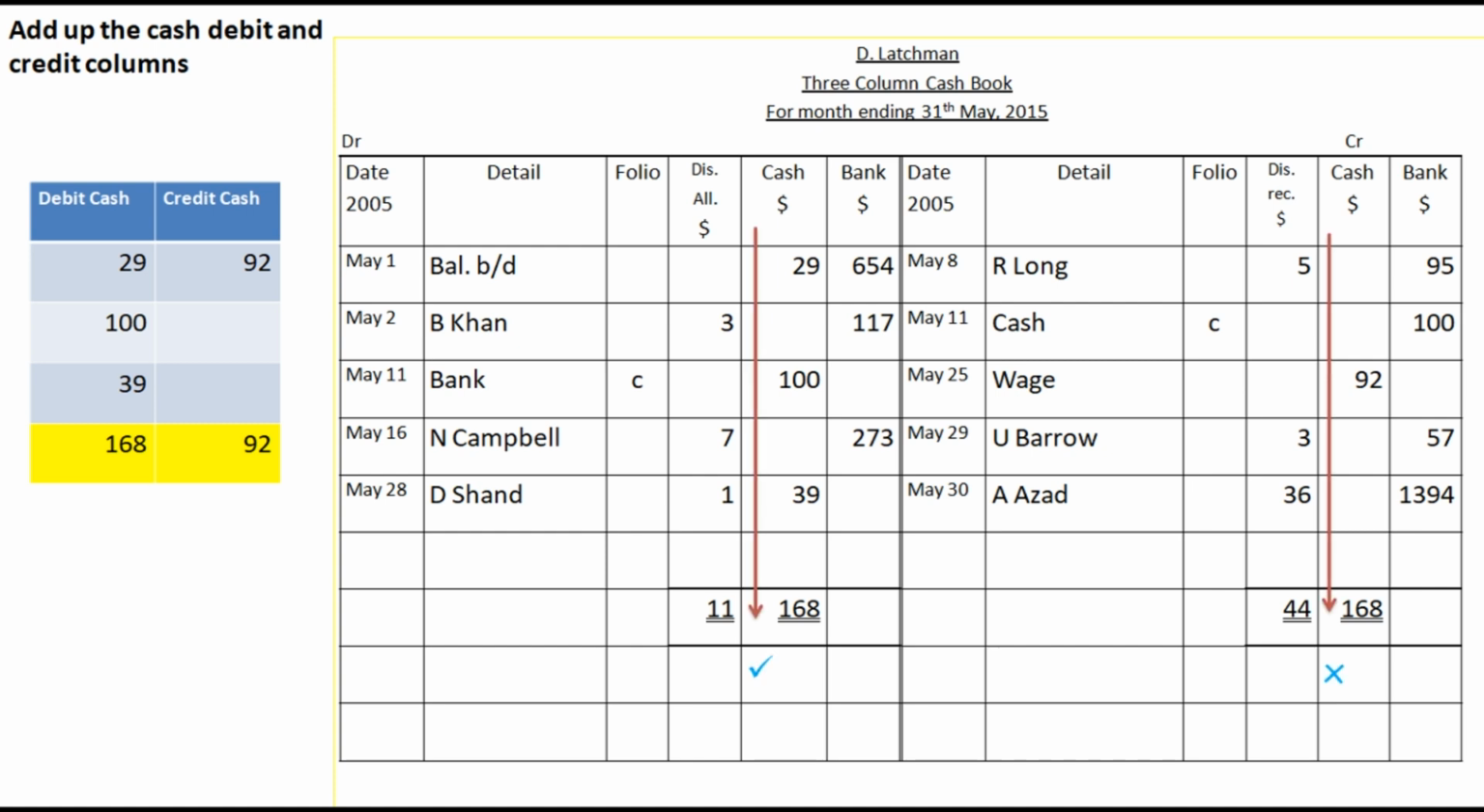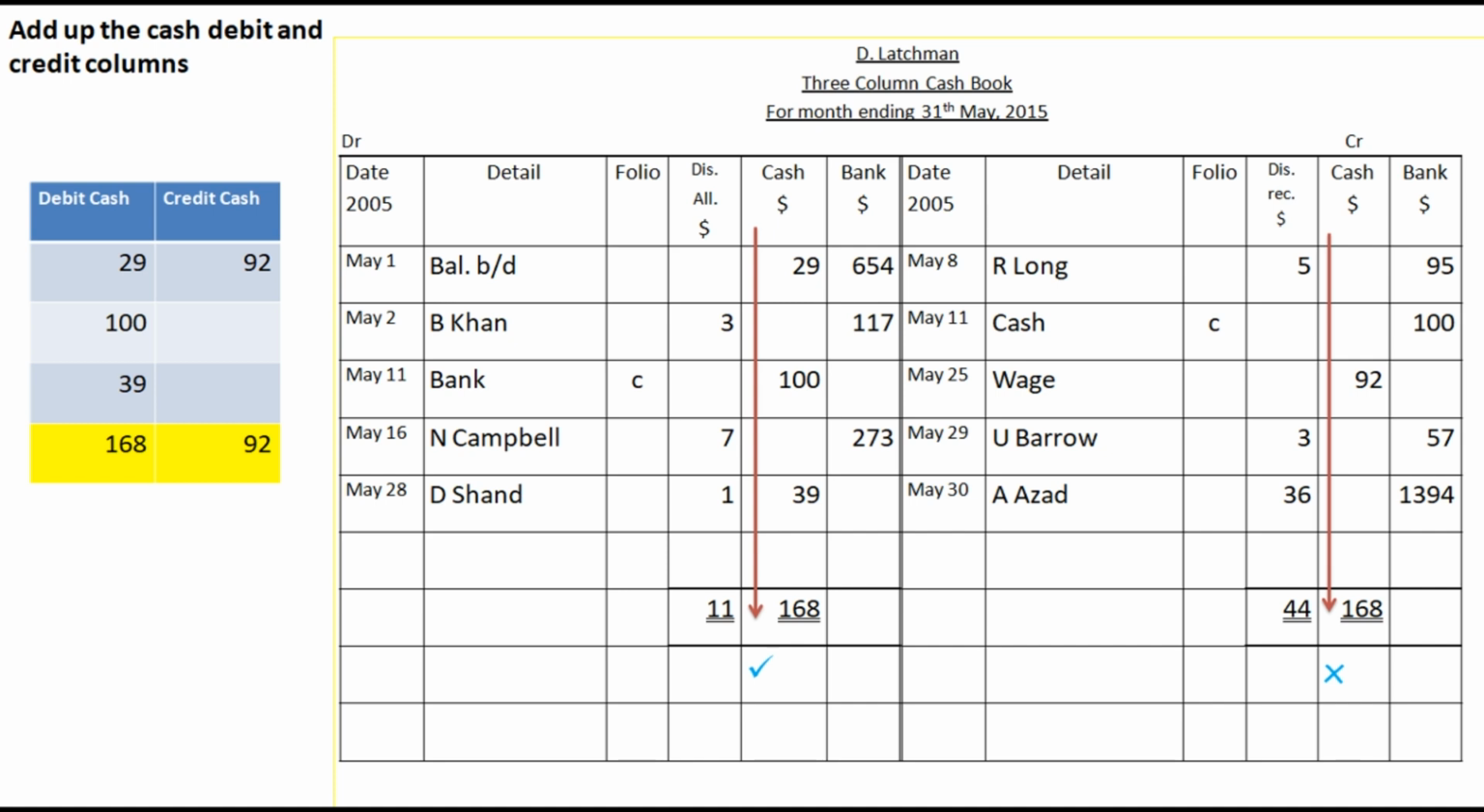Next, we're going to say, when we add up the debit cash column, does it add up to $168? Yes, it does. Then we look at the credit cash column and we say, when we add up all the numbers in the credit cash column, does it add up to $168? No, it doesn't. So we have to make it balance off so that both columns, the debit and the credit cash column, could add up to $168.